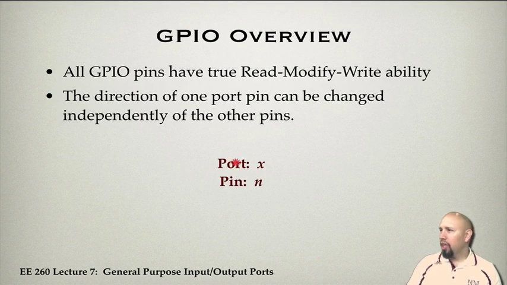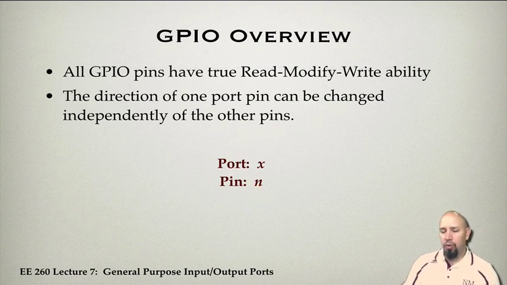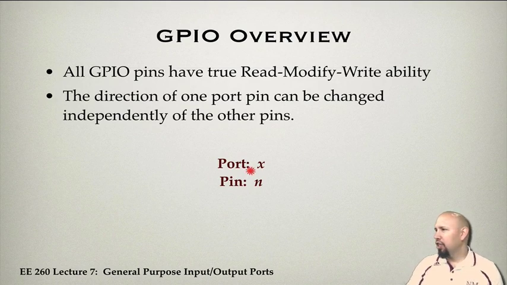As we go through here, we're going to be talking about ports and pins. In the Arduino, there are 3 ports, ports B, C, and D. We talked about that last time. Each of those ports has pins associated with them, pins 0 through 7. Throughout here, in general, we're going to be talking about port X with pin N. We're going to have these variables that will be used to identify the various ports and pins.